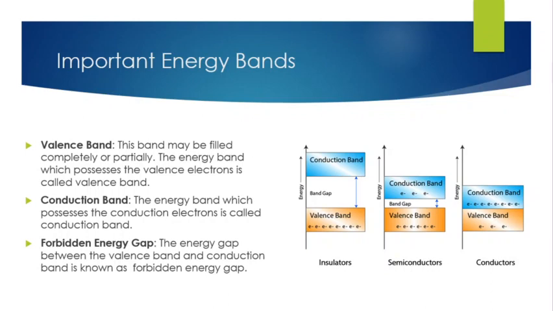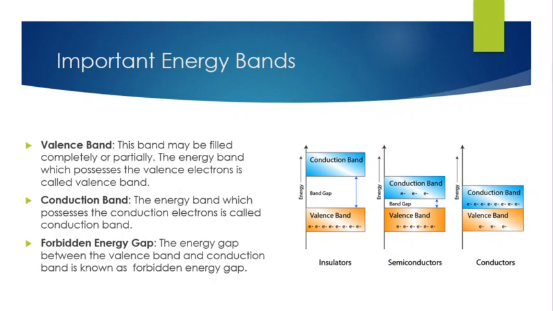So, in the previous slide, I told you that when electrons from the first orbit or second orbit try to attract to the nucleus of another atom, or repel from the electrons of another atom, there will be a slight increase or decrease in energy. Thus, they will form an energy band.